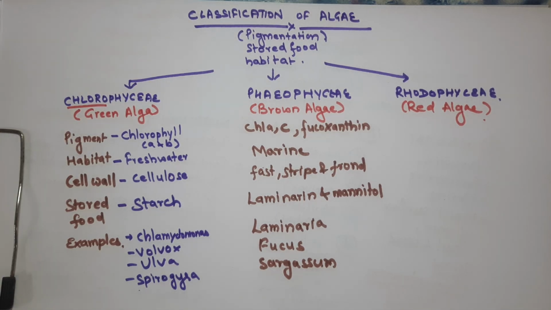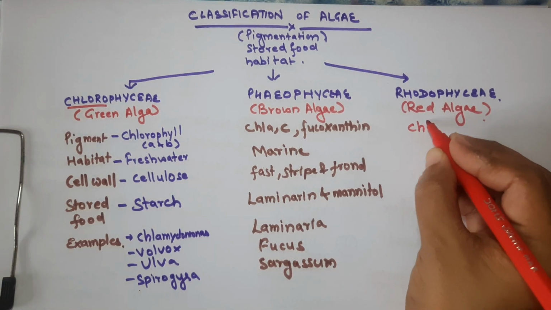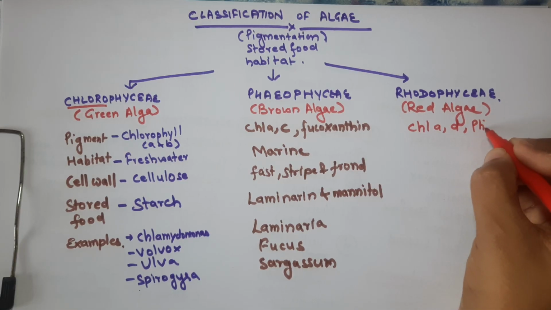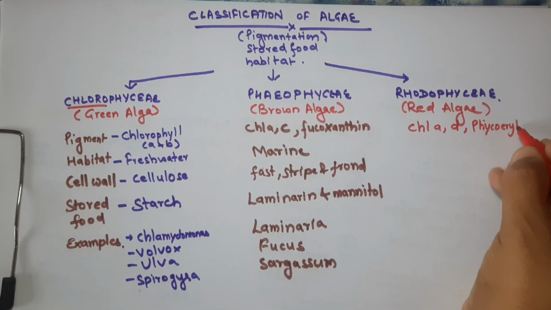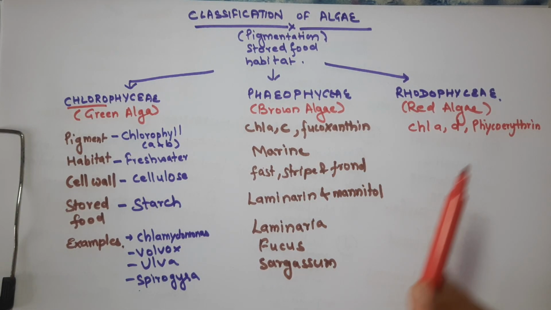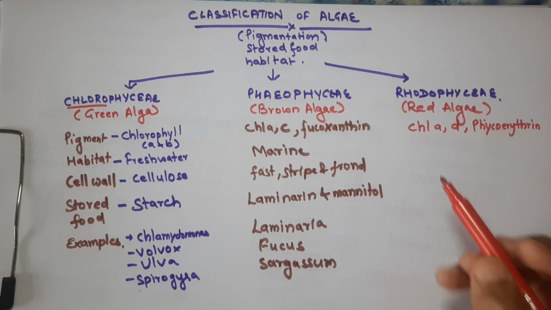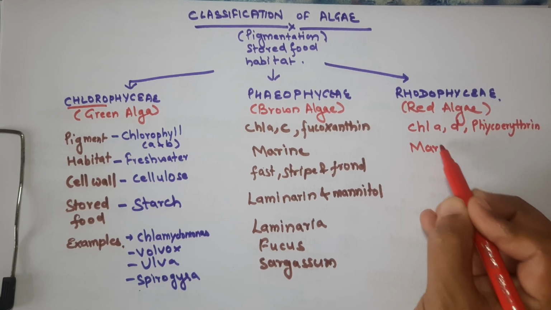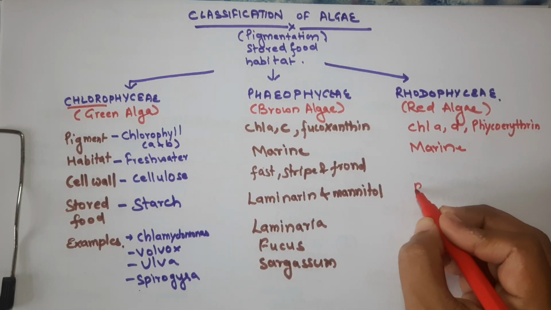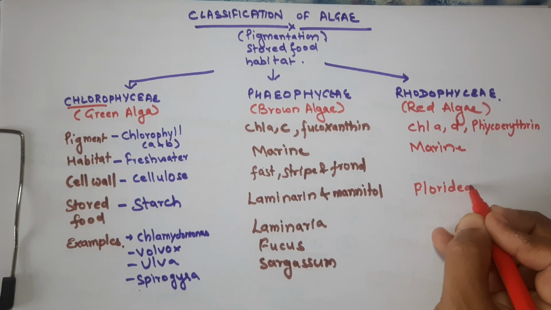Now let's quickly talk about the red algae. The red algae consist of chlorophyll A, D and phycoerythrin. This phycoerythrin is red in color and imparts the red color to this algae. So the brown color is because of fucoxanthin and the red is because of phycoerythrin. This is also marine, however they are found in deep water. And it stores the food in the form of floridean starch.